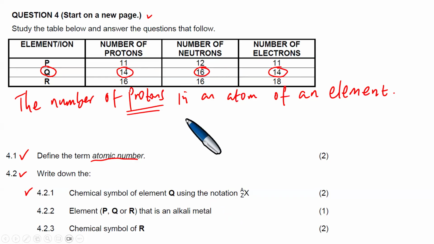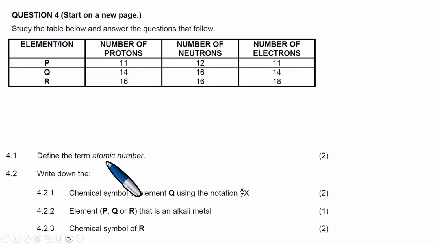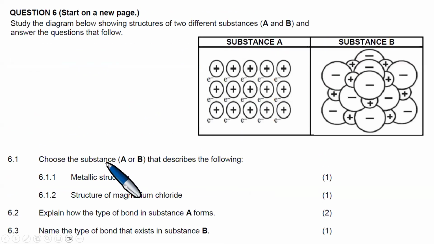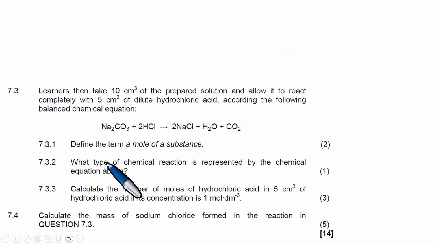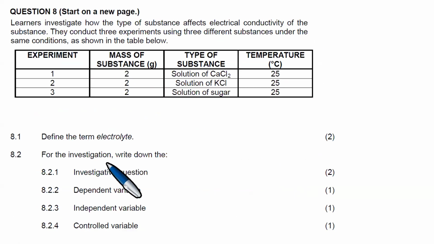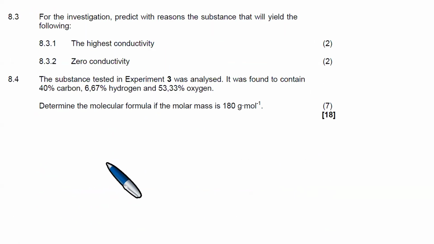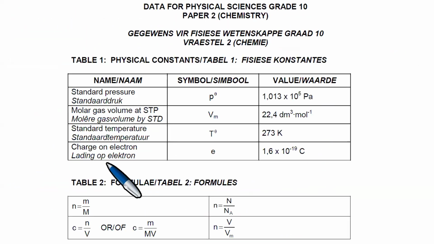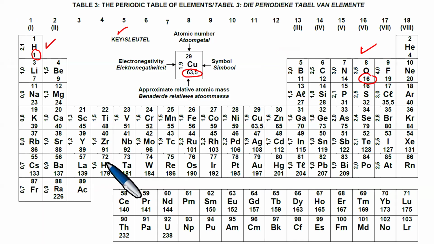So now let us look for an element with 14 protons, which is the atomic number. I'm going to the periodic table now. We're going to see the periodic table of the elements that we study.